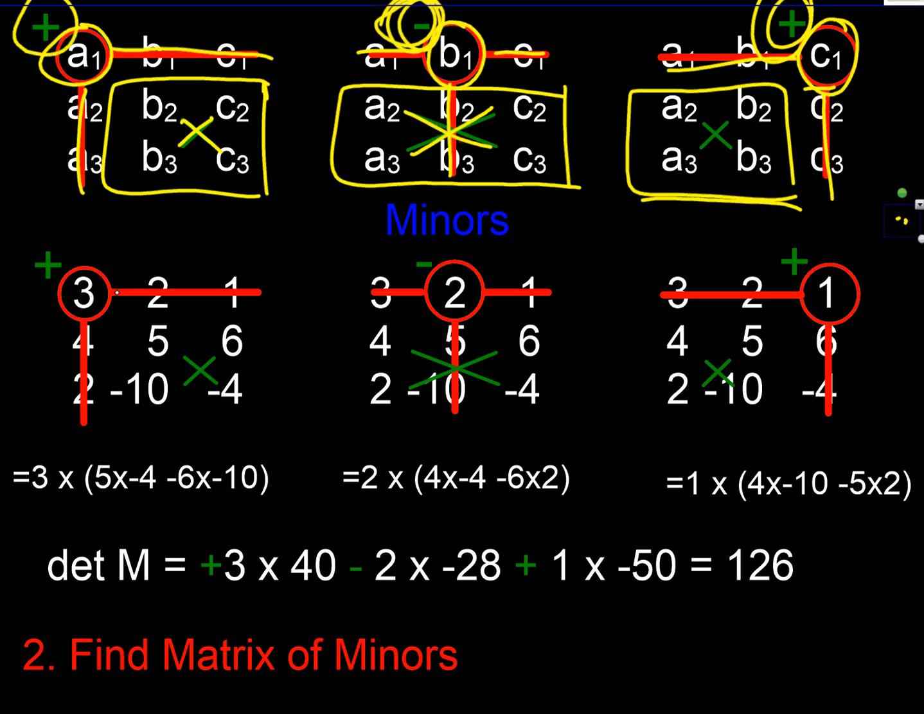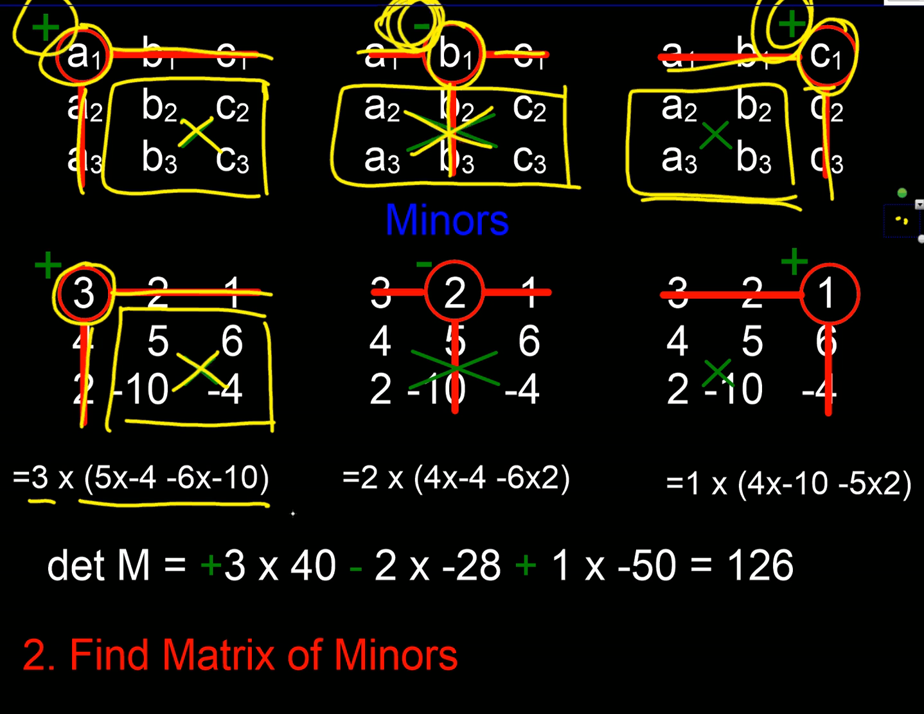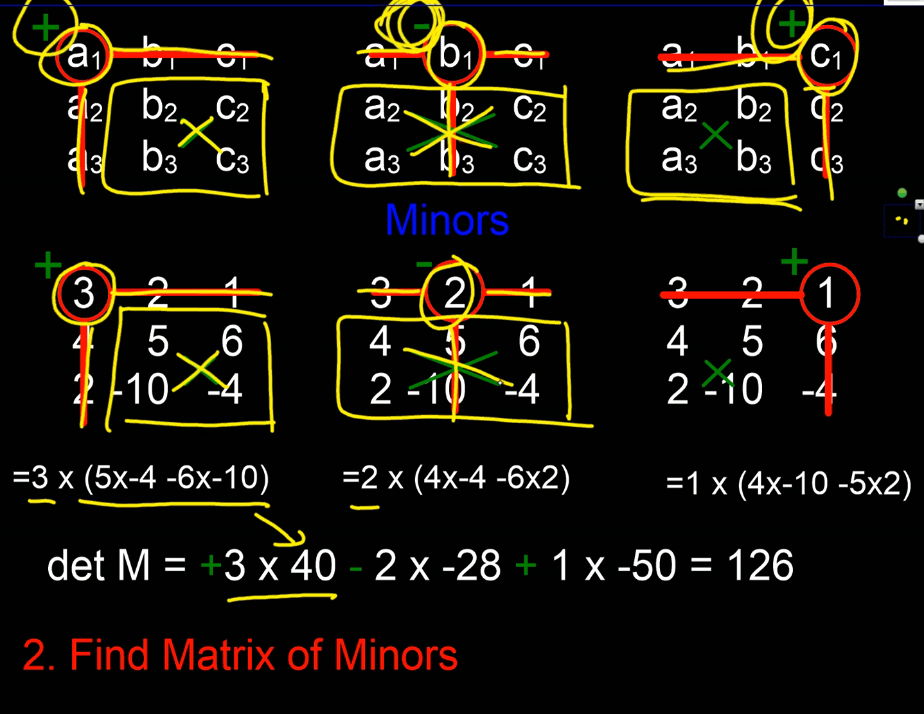So first thing I'm going to do is the left hand column. My first coefficient top left is 3, so I'm going to do 3 times, having crossed out the values that I don't want, the determinant of this minor matrix here, so that's 5 times minus 4, take away 6 times minus 10. That's what I've got in the bracket. That lot is 40. So my first contribution is 3 times 40. Do the same thing with the minors for the middle. There we go, so I've got 2 times the determinant of this minor matrix, which is 4 times minus 4, take away 6 times 2, that's the bracket, so that was minus 28, and that's 2 times that.